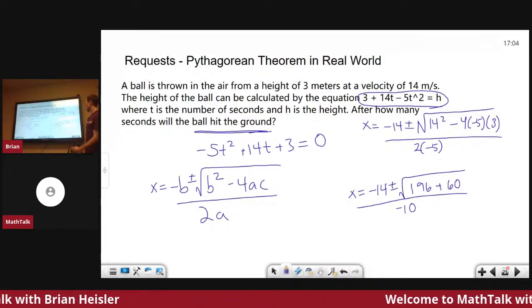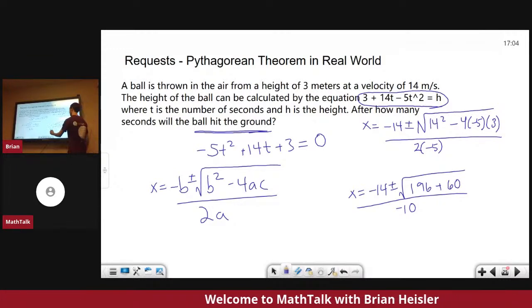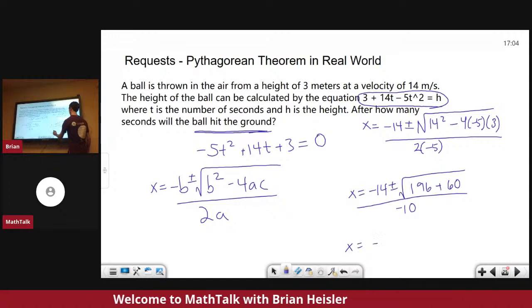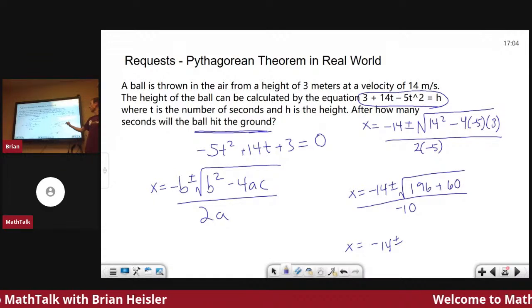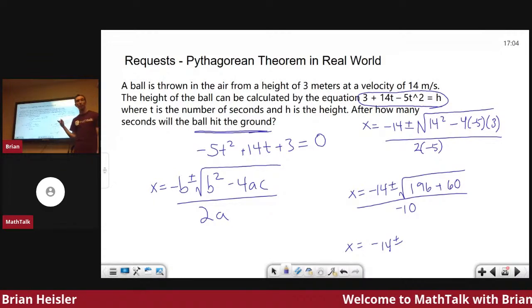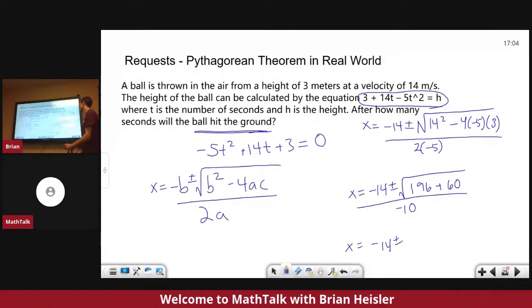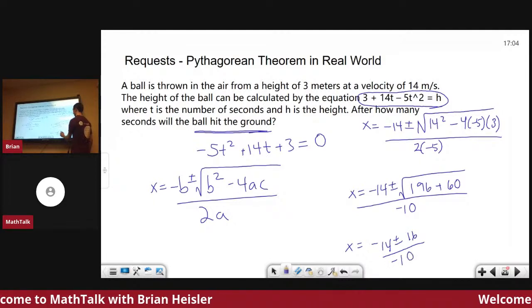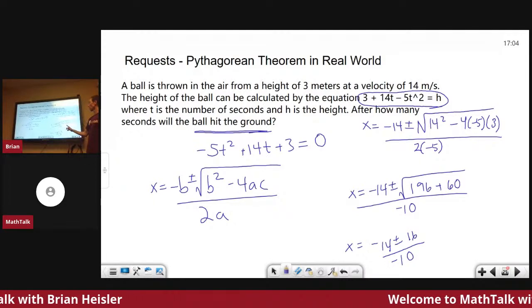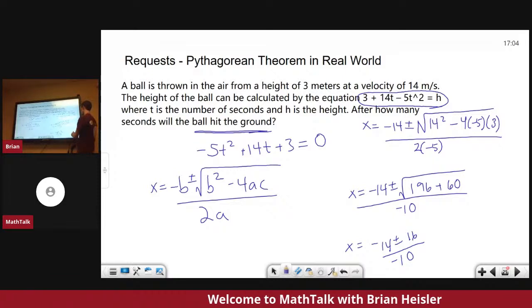All right. Now what I'm going to do is I'm going to simplify one step. I'm going to open up a new sheet and then go from there. So negative 14 plus or minus 196 plus 60 is 256. Type in your calculator, square root of 256 is 16. All that over negative 10. All right. So now, obviously, I'm out of room. I'm going to jump to another sheet of paper and continue the problem.